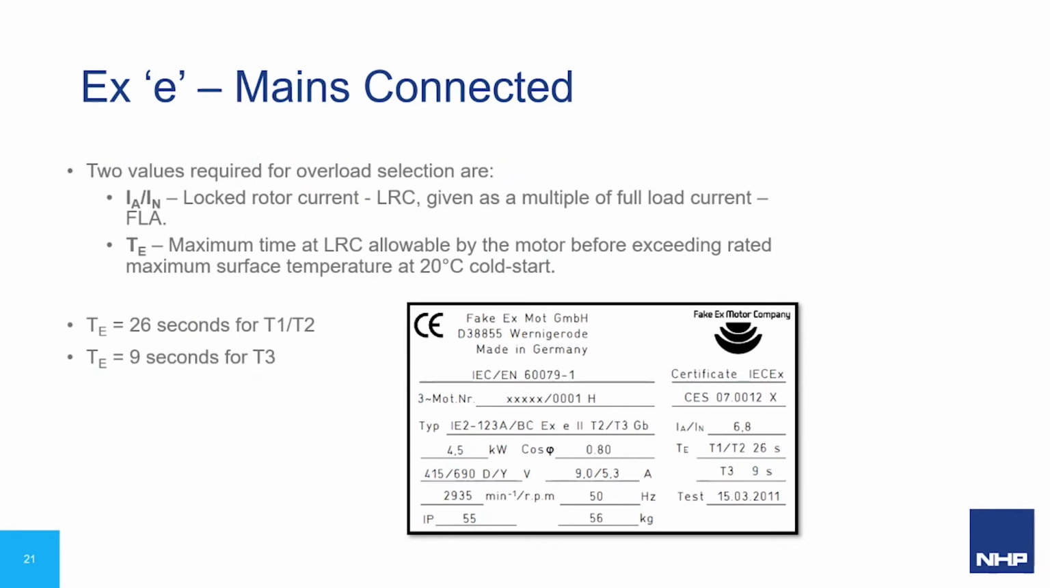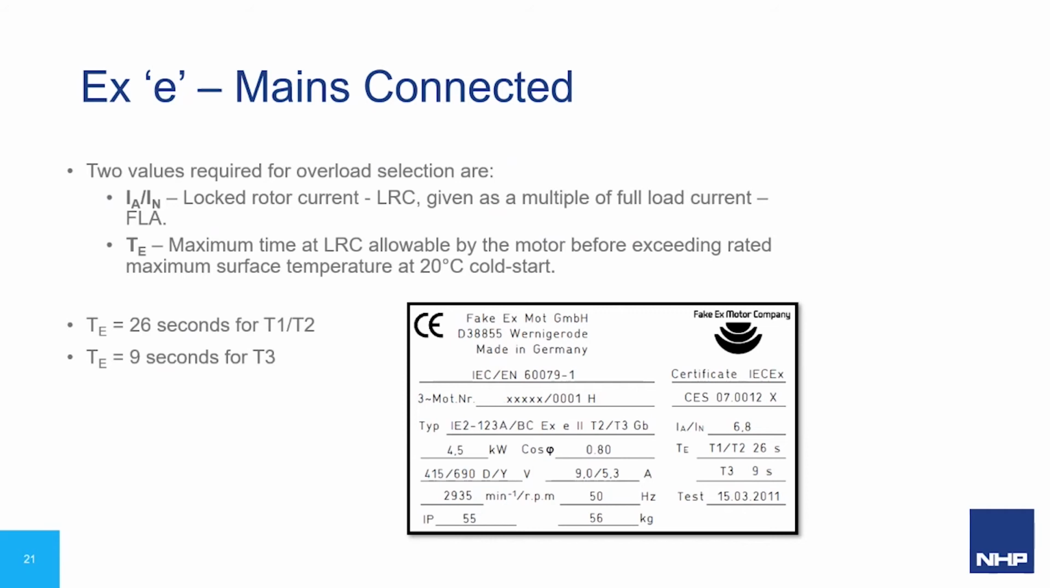Now below we have an example of an EXE motor nameplate that we've created, and you can see that there are two values required for overload selection towards the bottom right of the label. The first is the ratio IA over IN, which is the ratio between the initial starting current and the rated current, which is also known as the locked rotor current. Then you have the time TE, which is the maximum time at locked rotor current allowable by the motor before it will exceed its rated maximum surface temperature.